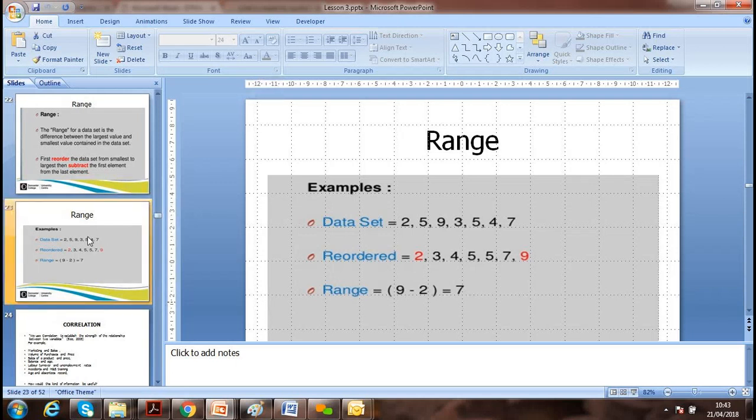Anybody knows what is meant by fixed cost and variable cost? Yes, sir. Fixed cost is the cost that does not change with the level of production, whereas the variable cost changes with the level of production. Okay, good. So during our next lesson, I'll pick some questions about the high-low method, where we are using this range.